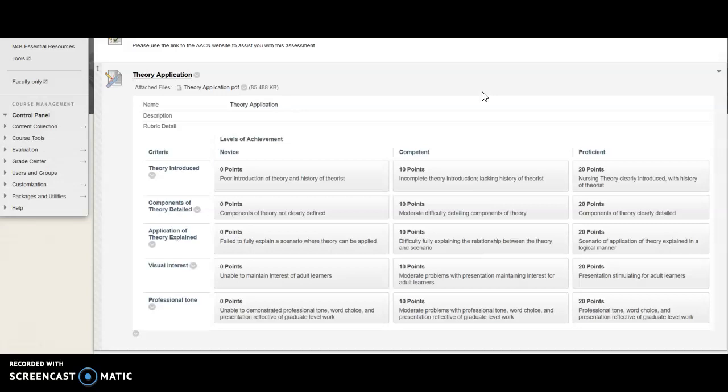You will also take into consideration how this theory could be applied and use a scenario to actually demonstrate the theory and explain it in a very logical manner. So use your experience to be able to take the theory and break it down into components that are real life and how the theory applies to practice.